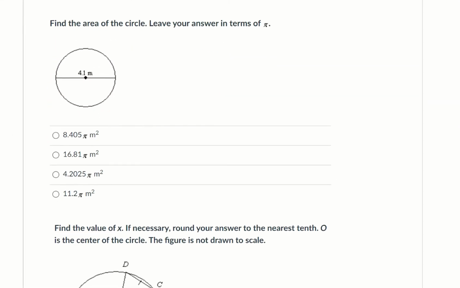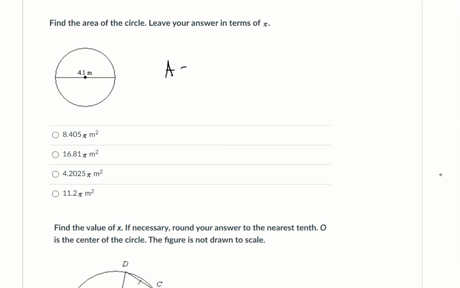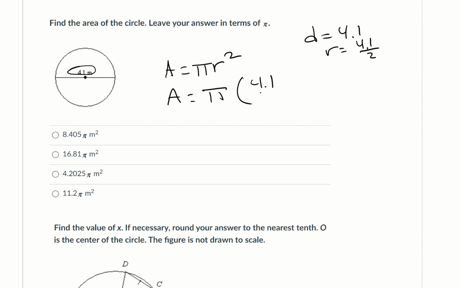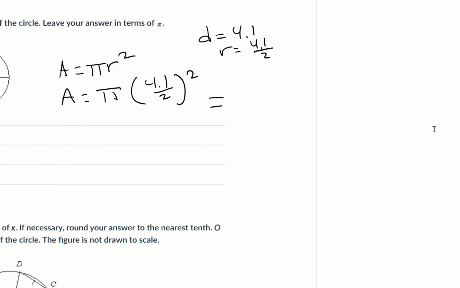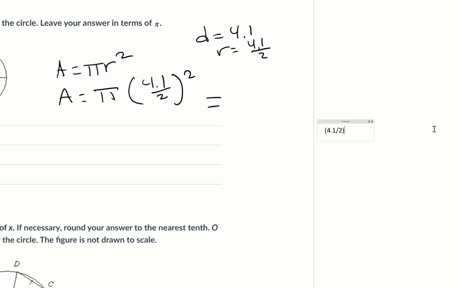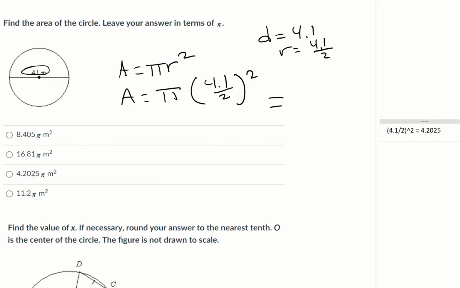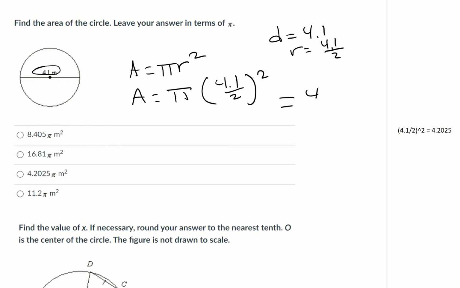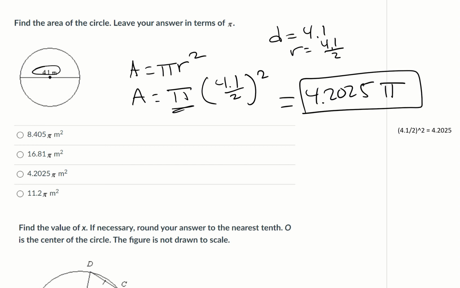All right, find the area of the circle, leave your answer in terms of pi. Now we know the area of a circle is pi times radius squared, so we can just plug in what we know. We know that the diameter is 4.1, which means that the radius has to be half of that. Okay, so we have (4.1 divided by 2) squared. We want it in terms of pi, of course, so we're going to do 4.1 divided by 2 squared, and that's 4.2025. And so this is going to be 4.2025, and then just stick the pi after it, and then you got your area in terms of pi.